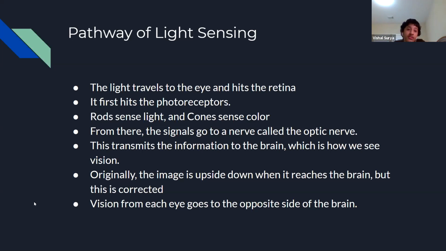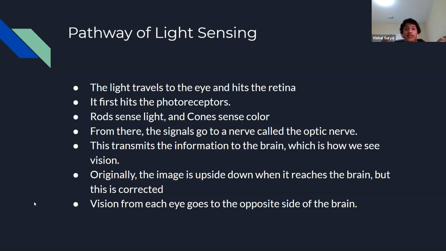And then there's the cones, and the cones sense color. So one way I like to remember it is that C is in cones and color also starts with C. So cones are color. And then you just assume that rods are going to be whatever else is left. So rods are light and cones are color.